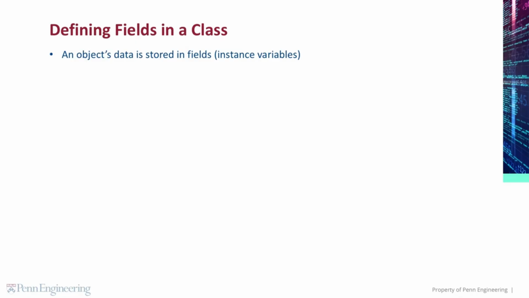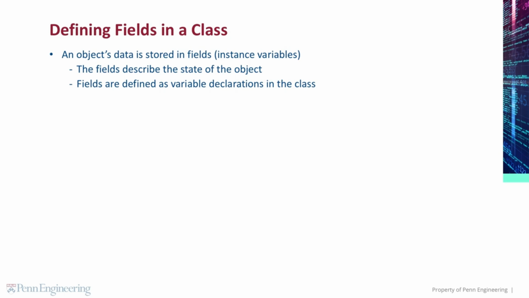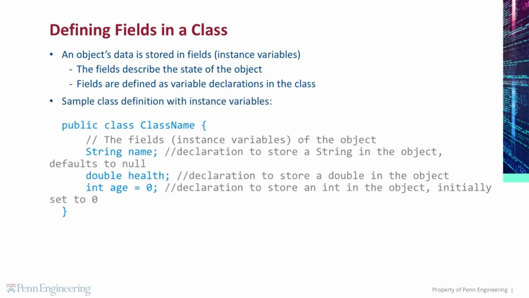An object's data is stored in fields or instance variables. The fields describe the state of the object. Fields are defined as variable declarations in the class. Here's a sample class definition with instance variables. We've defined a variable name to store a string in the object, a variable health to store a double in the object, and a variable age to store an int in the object. Age is initially set to 0. Fields are available throughout the entire class that declares them.